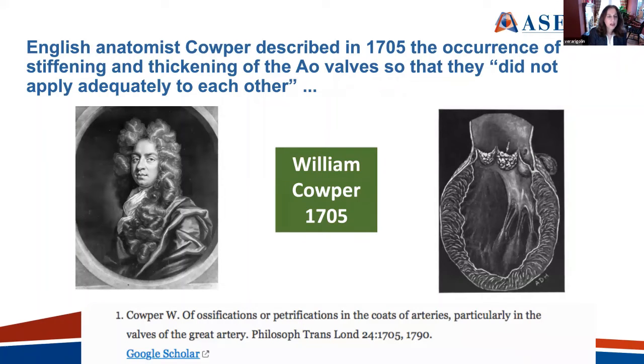So the knowledge about aortic regurgitation has actually been around for quite a while. One of the first descriptions occurred in 1705 when the English anatomist Cowper described the occurrence of stiffening and thickening of the aortic valves, so they, quote unquote, did not apply adequately to one another. So that was one of the first descriptions of a non-functioning regurgitant aortic valve.